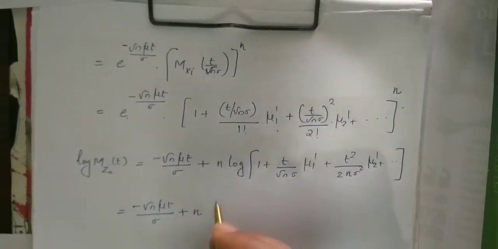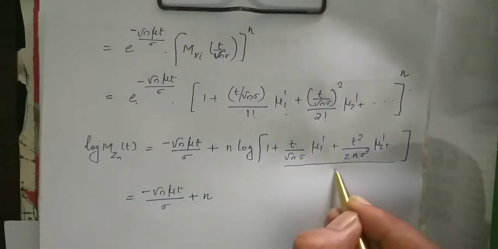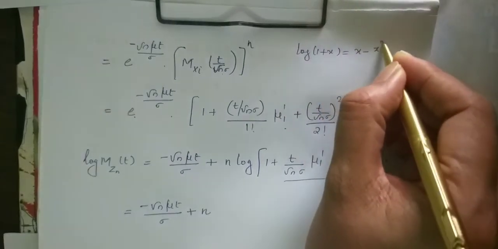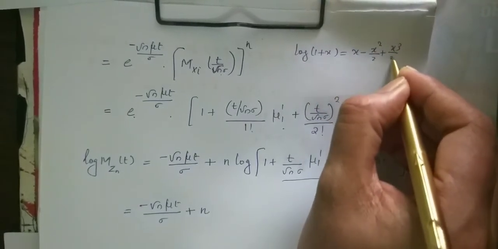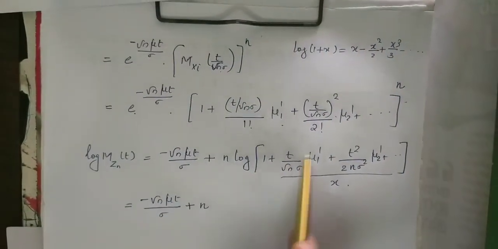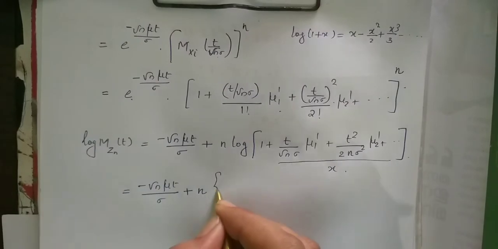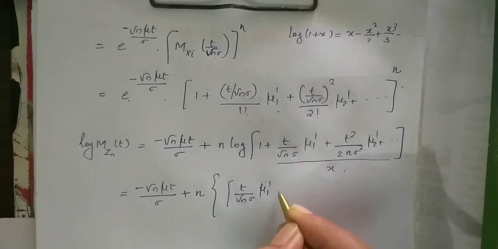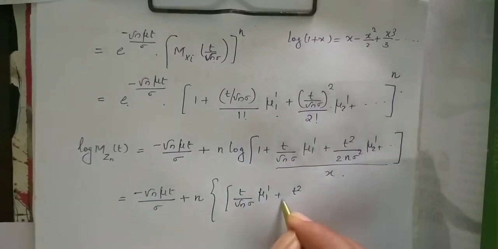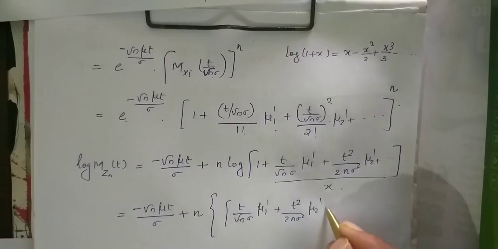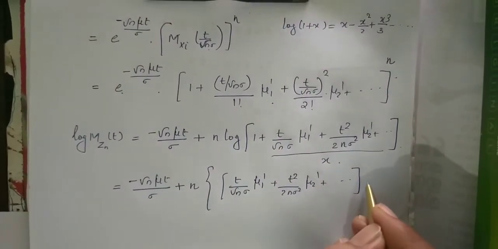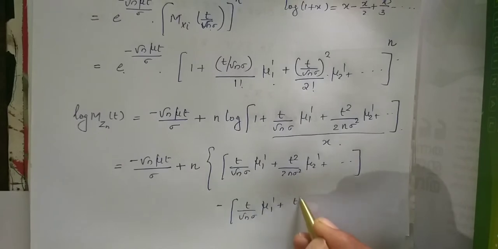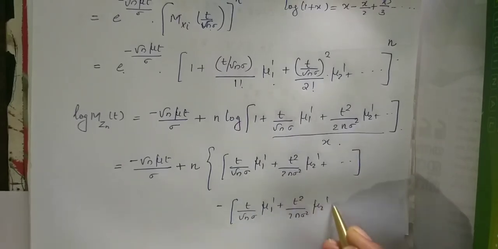The same case here. The logarithm of 1 plus x is equal to x minus x square by 2 plus x cube by 3 minus etc. So here x is this part. So we can write this as t by root n sigma into mu1 dash plus t square by 2n sigma square into mu2 dash plus etc. This is the x, minus (t by root n sigma mu1 dash plus t square by 2n sigma square into mu2 dash plus etc.) and so on.